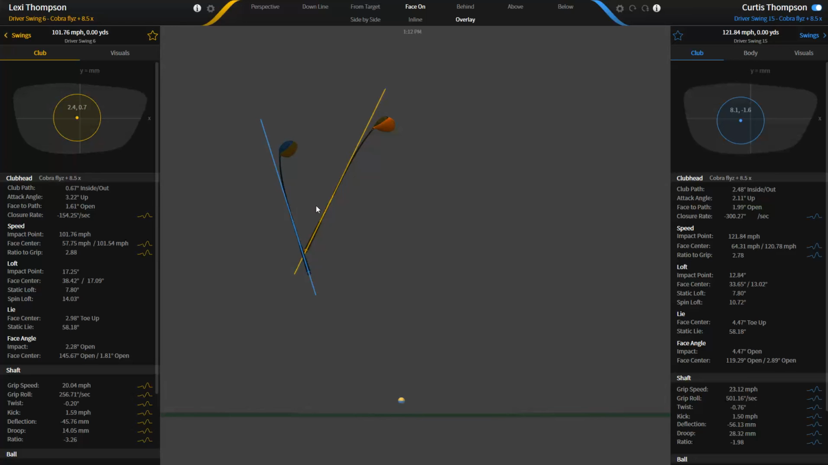Again, they're swinging the club very differently. Curtis is obviously swinging it faster, but Lexi is actually deflecting the shaft more. And this is the exact same club. Keep that in mind, this is an important distinction. And I'm going to overlay these guys on top of each other. So they definitely present the club to the ball very differently with the same exact club.